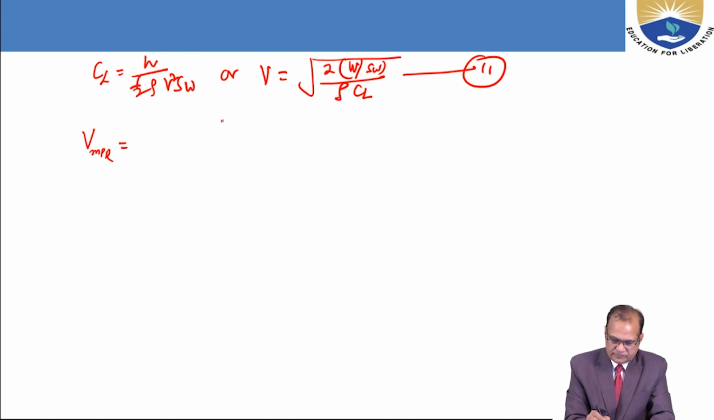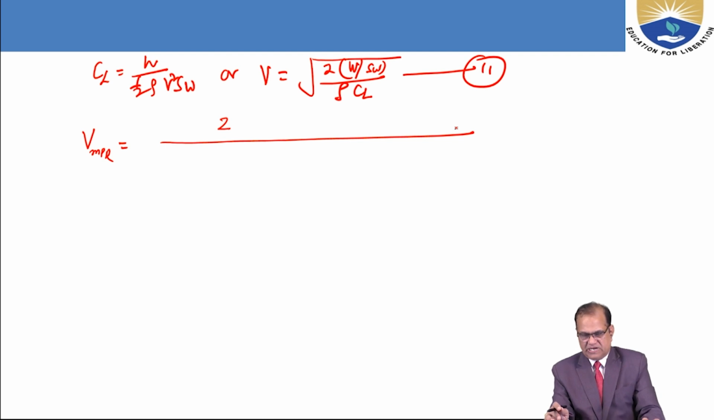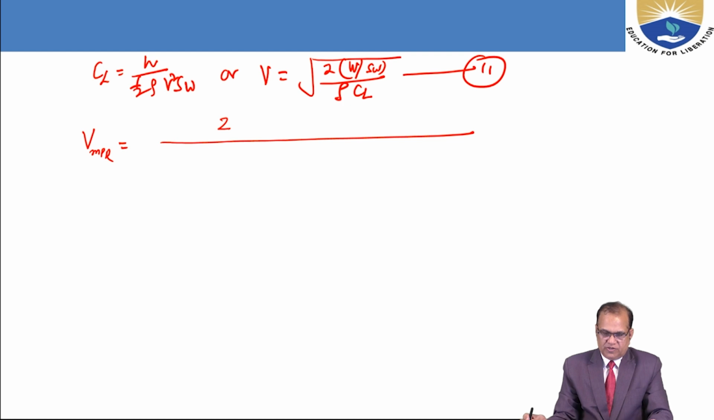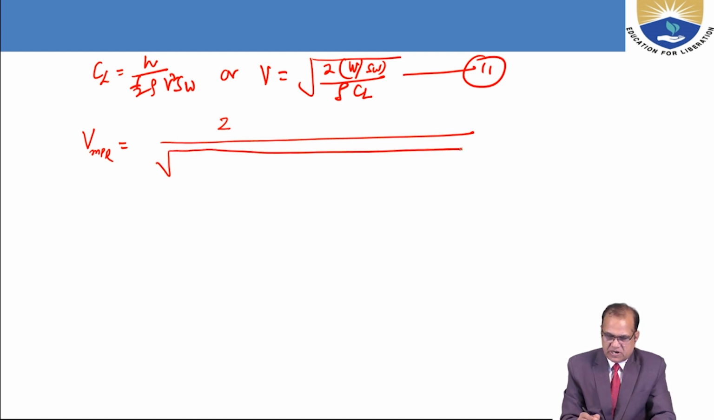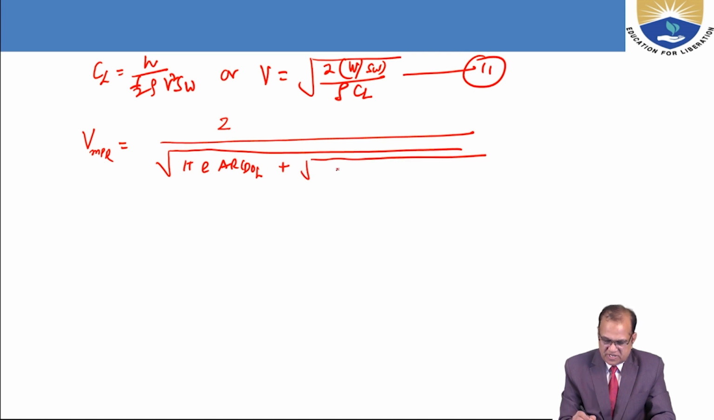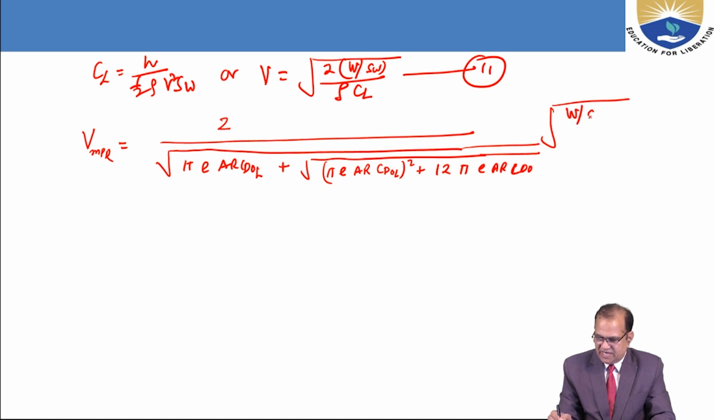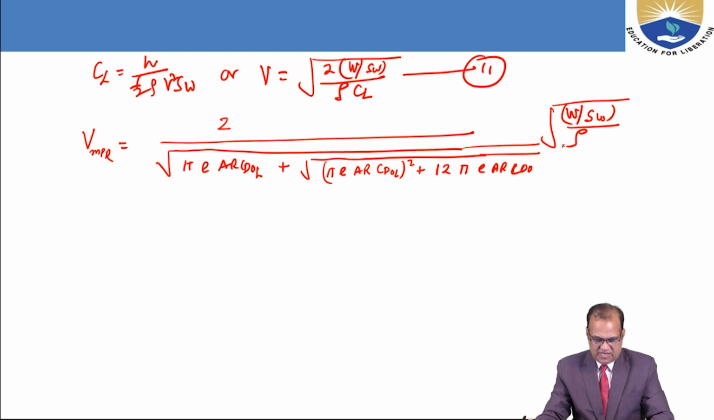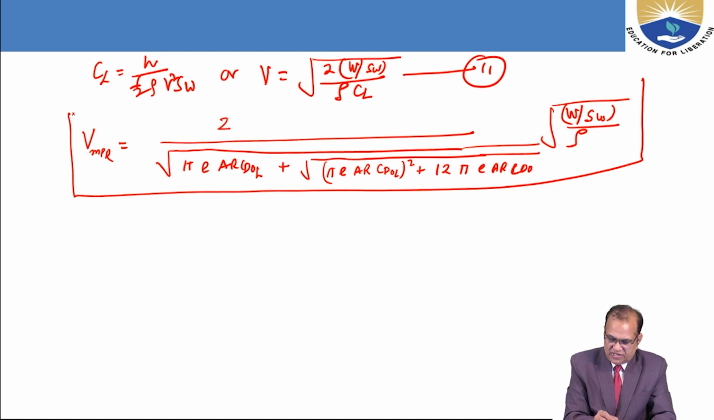This is equal to 2 divided by under root, pi E aspect ratio CD naught L plus again under root, pi E AR CD naught L whole square plus 12 pi E aspect ratio CD naught, into W by SW divided by rho. So this is the equation for the velocity for minimum power required.